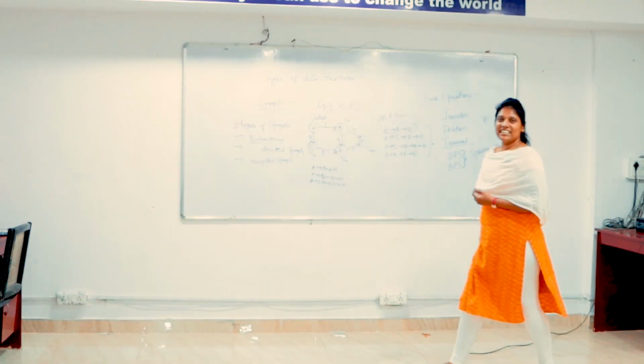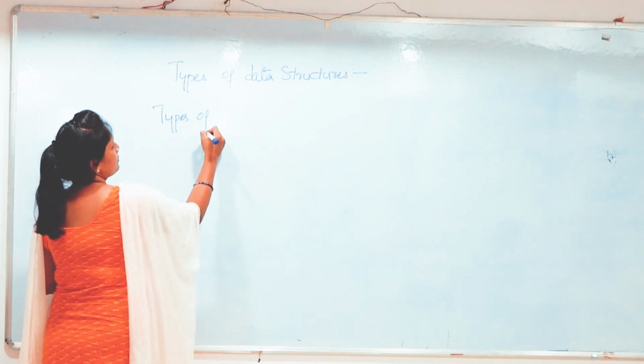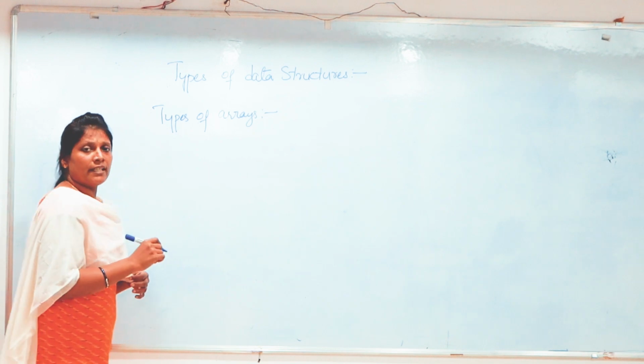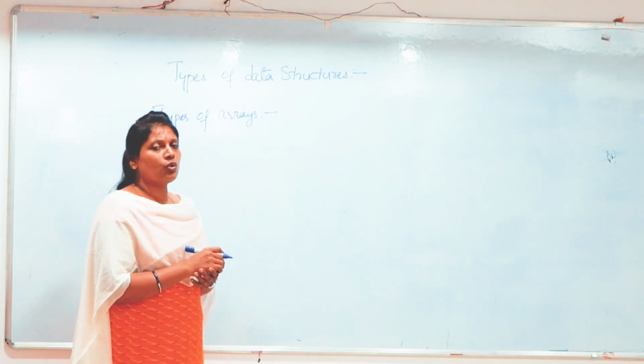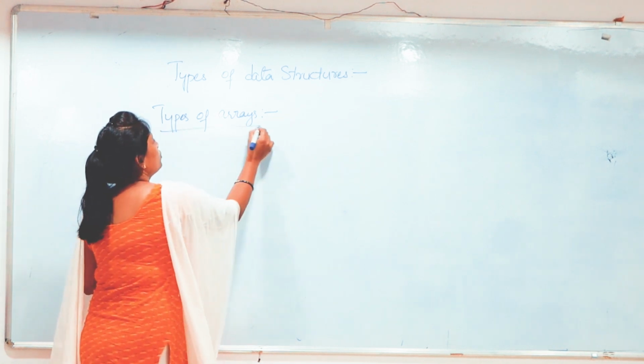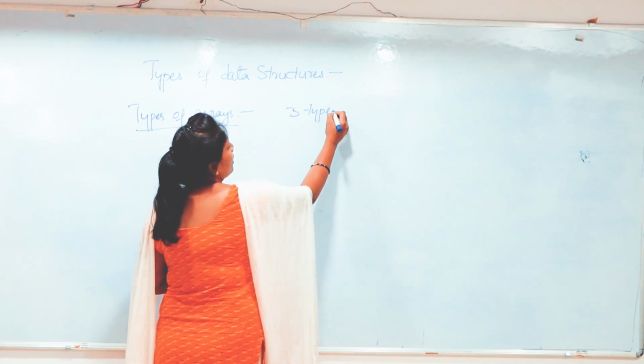Hello, good morning everyone. Next we'll see the types of arrays. As we have seen in a general array, it may be stored either in a vertical way or a horizontal way. Here, in these two types of array, we have three types of array.